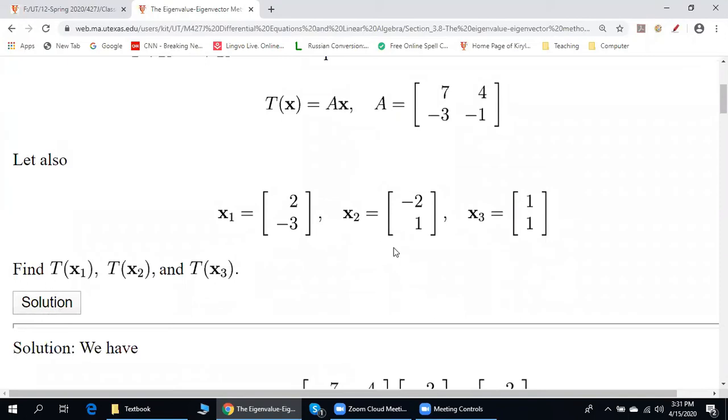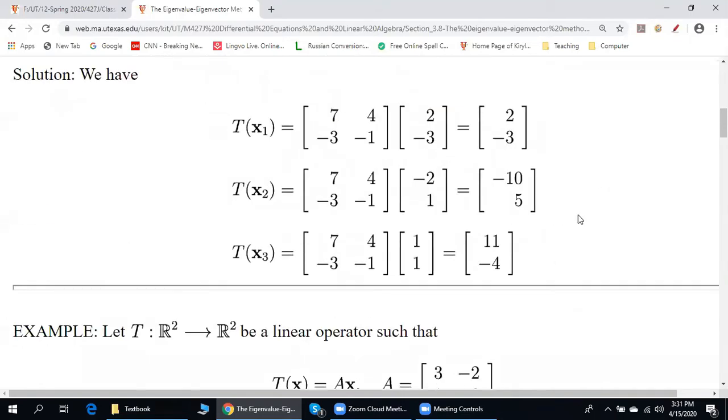In order to solve this problem, we replace A by this and then x by x1, x2, x3. It's exactly what is done here. And then multiply each vector by the given matrix A from the left. But now, please take a look at this.